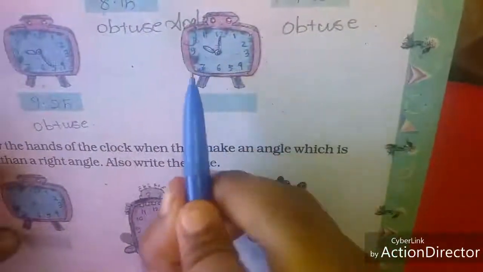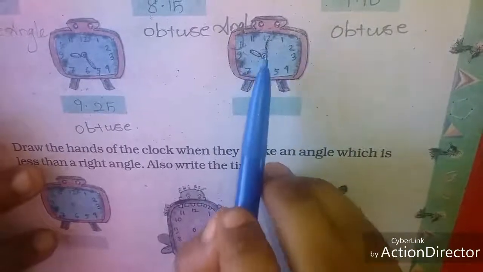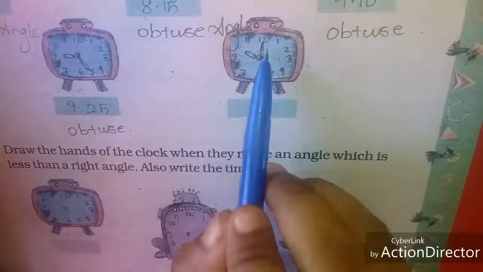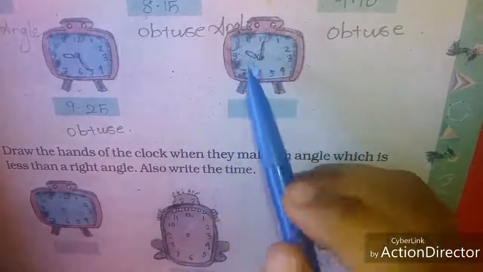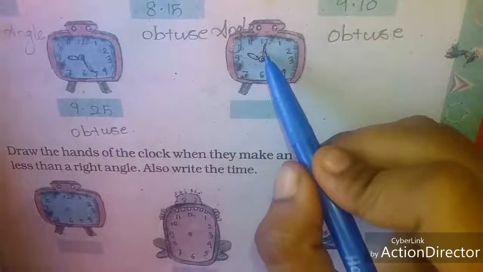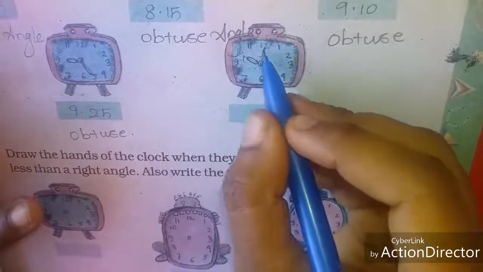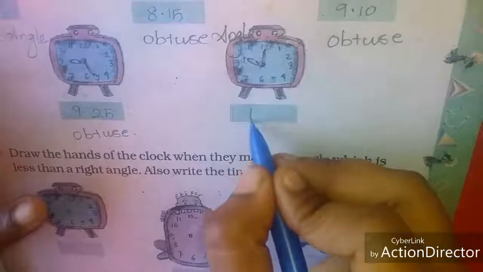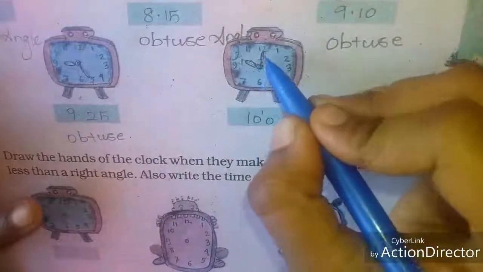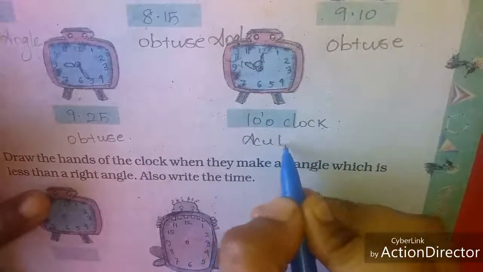And here, see. What is the timing? 10. In here we won't tell 10:60. 12 5s are 60. No, we won't tell 10:60. Here, if the long hand shows 12, you have to tell 10 o'clock, 1 o'clock, 3 o'clock, like that. So here the short hand shows 10 and the long hand shows 12. So what is the timing? 10 o'clock. So what is the angle? This is less than a right angle. So you write acute angle.